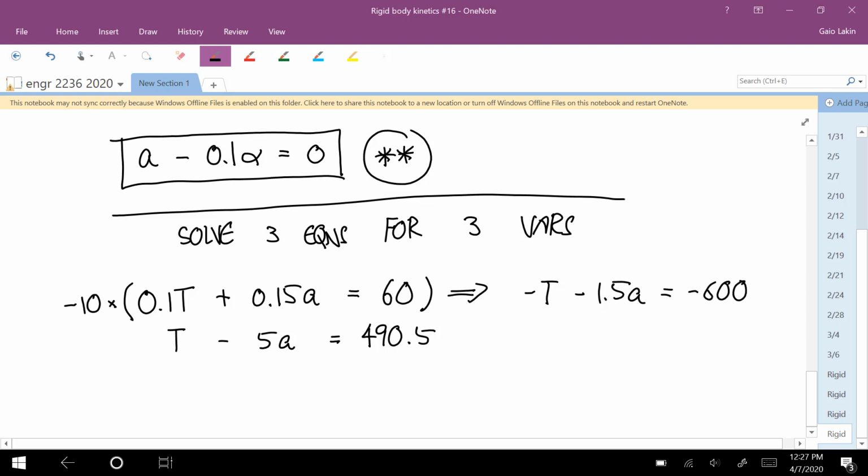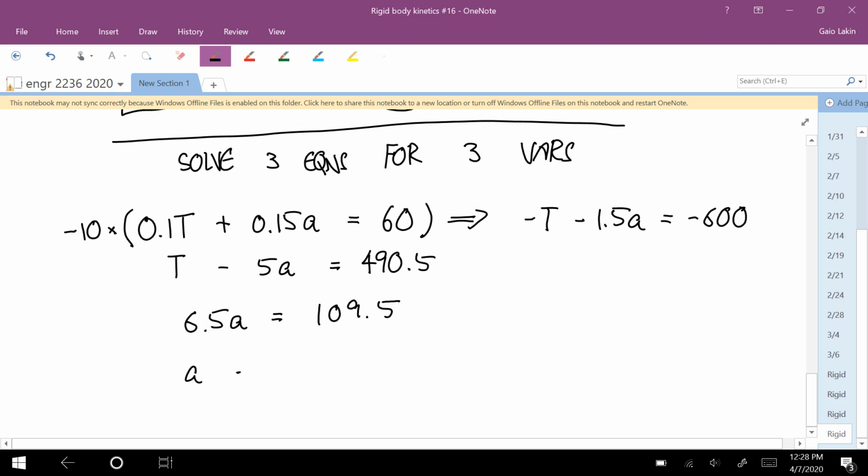Now I can just add those two together and it'll eliminate the T, and we get 6.5a is equal to 109.5. And so a is equal to 16.85.